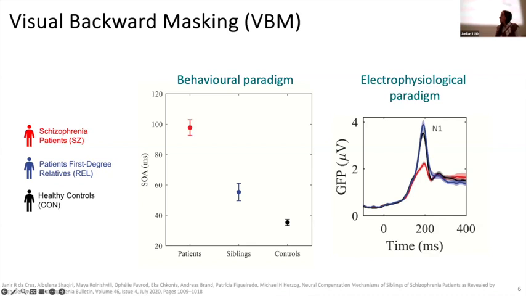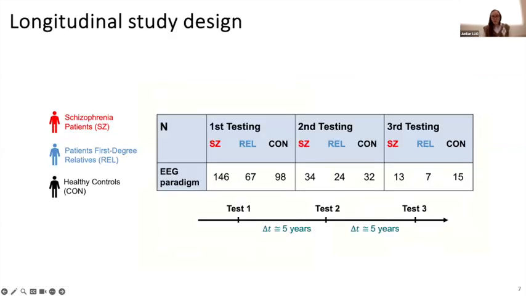And so because of all those properties, almost 15 years ago, a longitudinal study was launched. And we tested schizophrenia patients, relatives, and healthy controls. And luckily, a subset of those participants agreed to come back to be retested five years later for the EEG paradigm. And then we even have a subset of people that came a third time, again five years later. And this is a quite unusual long time interval for a longitudinal study.